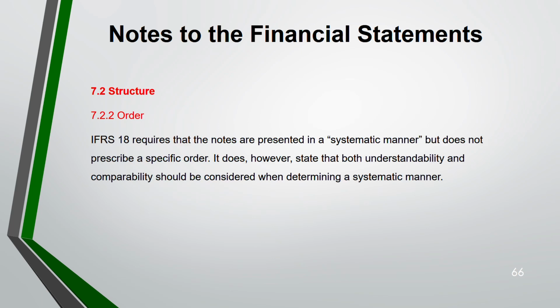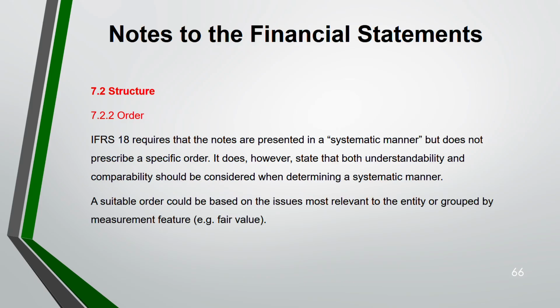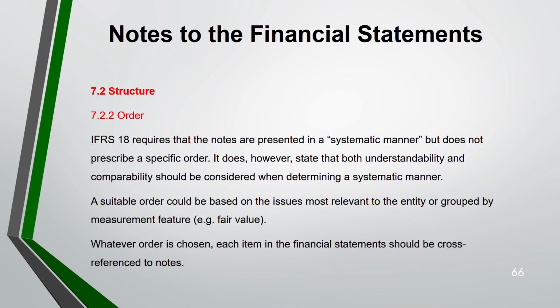Next, order. IFRS 18 is requiring that your notes have to be presented in a systematic manner, but does not give a specific order. Okay, but it states that both understandability and comparability you have to consider when you are deciding on a systematic manner. You should be able to understand, user should be able to compare also. A suitable order could be based on the issues that are most relevant to the entity or grouped by a measurement feature. For example, anything that is measured by fair value, let us put them together like that. Next, remember, whatever order is chosen, each item in your financial statement should be cross-referenced to the notes.